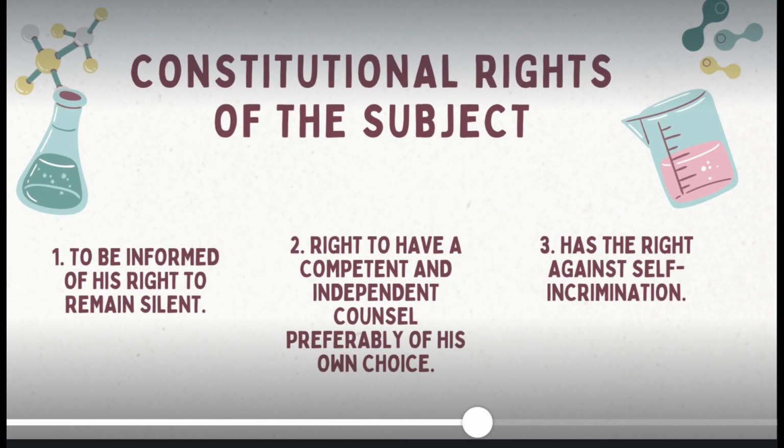These are the following constitutional rights of the subject. First, he or she must be informed of his right to remain silent because anything said can and will be used against him in the court of law. Next, he has the right to have a competent and independent counsel, preferably of his own choice. If he doesn't have the power to do so, the government will provide one for him. He or she has the right against self-incrimination. In our country, we have the law in Article 3, Section 17 of the 1987 Philippine Constitution that protects against self-incrimination.